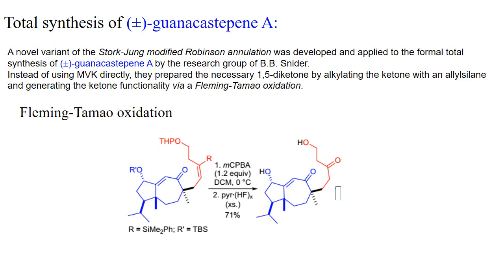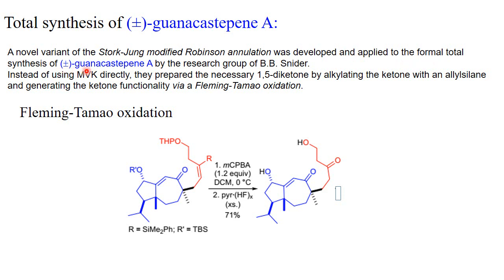The last synthetic application of Robinson annulation reaction is the total synthesis of guanacastepene A. Here the symbol is showing plus minus. It means 2 enantiomers, we can say racemic mixture of guanacastepene A is prepared during this synthesis.